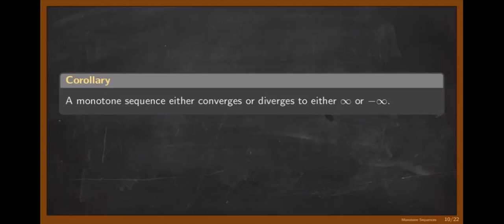Ang monotone sequence, ang sinasabi nito, ang mensahe talaga nito, there are just two ways a monotone sequence can diverge. Either it diverges to infinity or it diverges to minus infinity. It cannot oscillate kasi nga siya ay monotone. Did you understand?